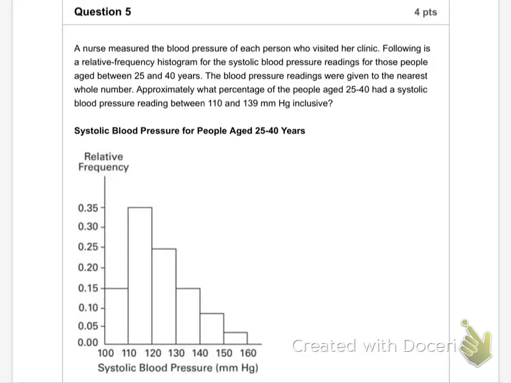All right, so here we go, some kind of bar graph thing. A nurse measured the blood pressure of each person who visited her clinic. Following is a relative frequency histogram for the systolic blood pressure readings for those people aged between 25 and 40 years. The blood pressure readings were given to the nearest whole number. Approximately what percentage of the people aged 25 to 40 had a systolic blood pressure reading between 110 and 139 millimeters Hg inclusive?